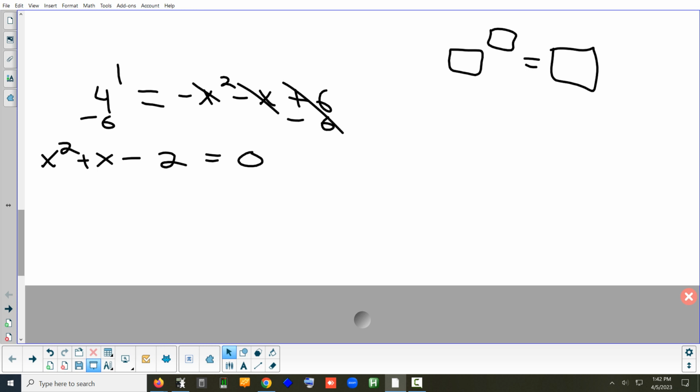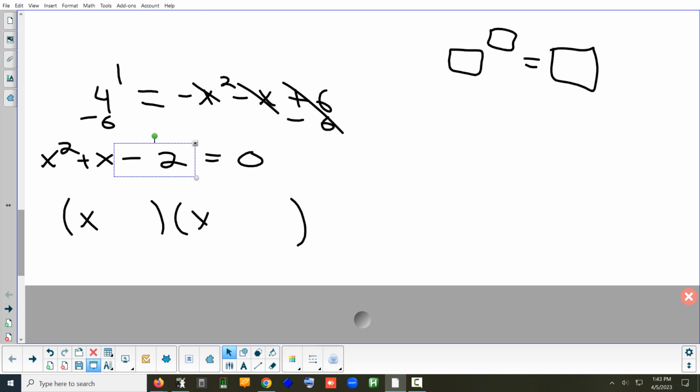Okay, now we have to try to solve it. Well, one way you can try is factoring, but factoring will not work here, because you'd have to find 2 numbers that multiply to give you negative 2 and add or subtract to give you positive 1. Think about if you tried.